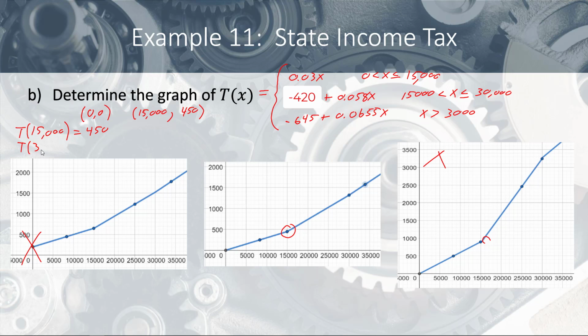at the other point. And if we did, we would find that the tax is equal to $1,320. Okay, well, let's go to 30,000. Here is 1,000, 1,100, 1,200, 1,300. That looks about right. This one's not even close, so this actually has to be the graph. And now we have two more problems.